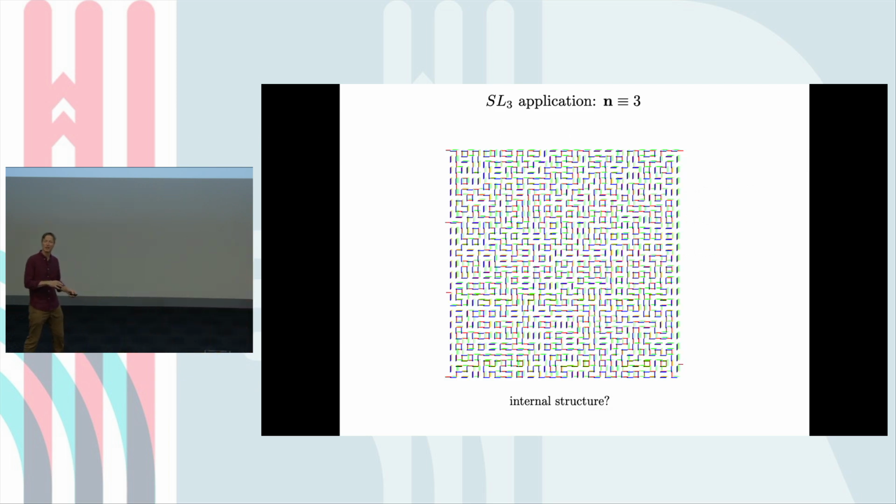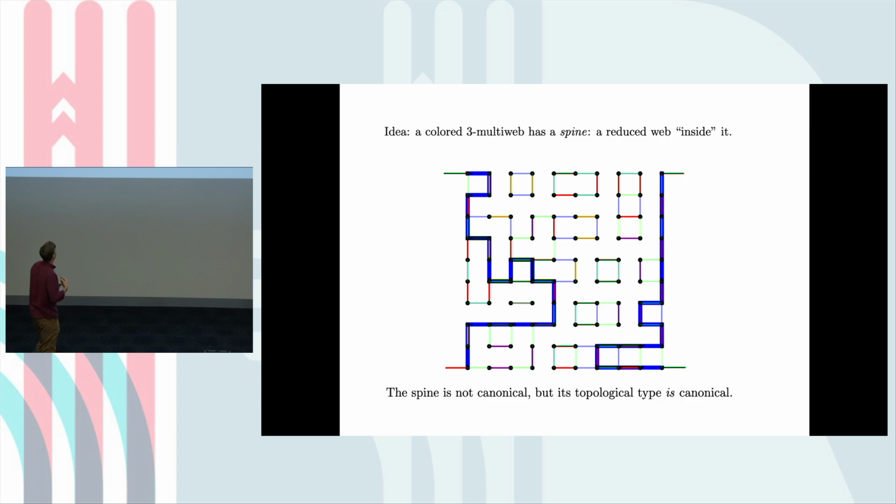To finish up, in the last 5 minutes, let me talk about SL3. The previous thing was superimposing 2 dimer covers, and I used SL2. Now I'm going to superimpose 3 dimer covers, and my underlying structure group, my gauge group, is going to be SL3. And here I just used my computer to superimpose 3 dimer covers, and you don't see any large structure, but secretly there's some structure in there. There's sort of a backbone or a spine.